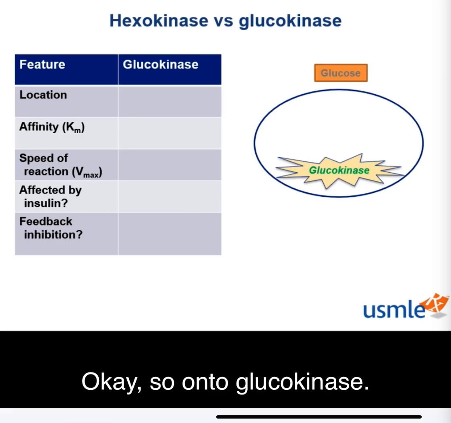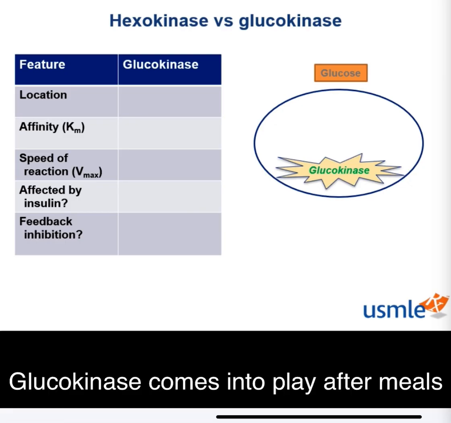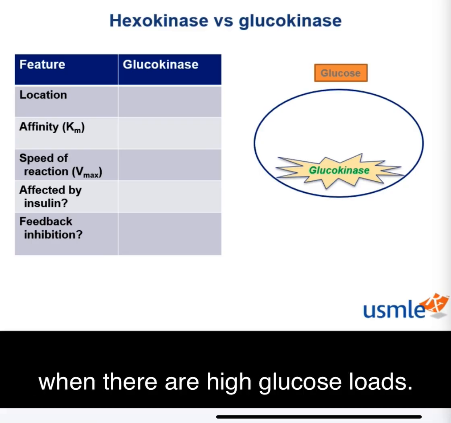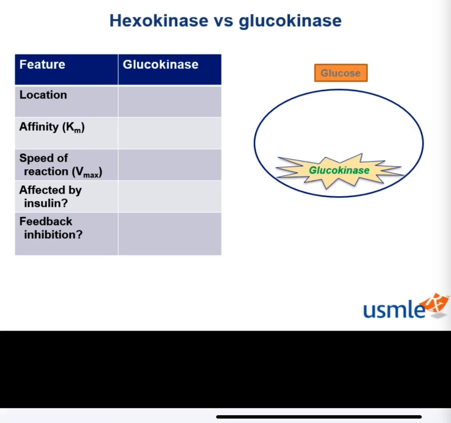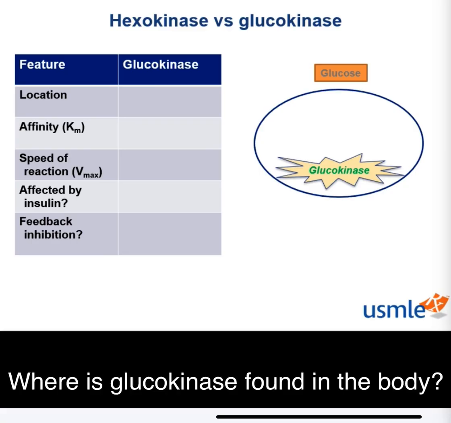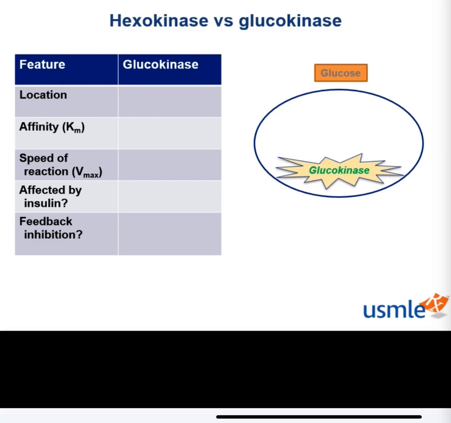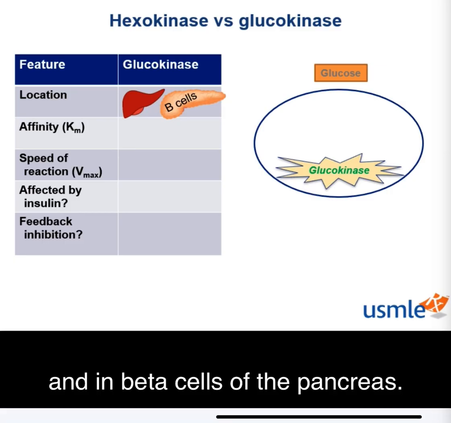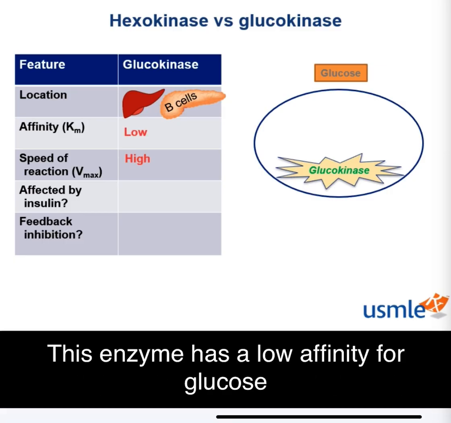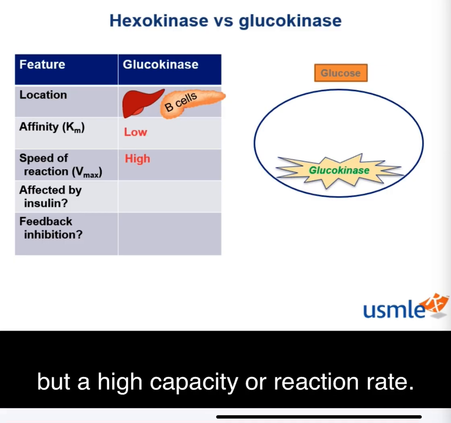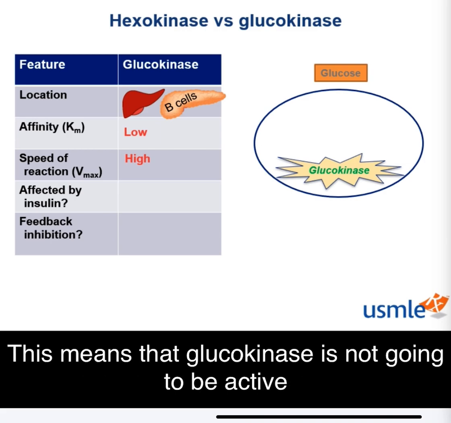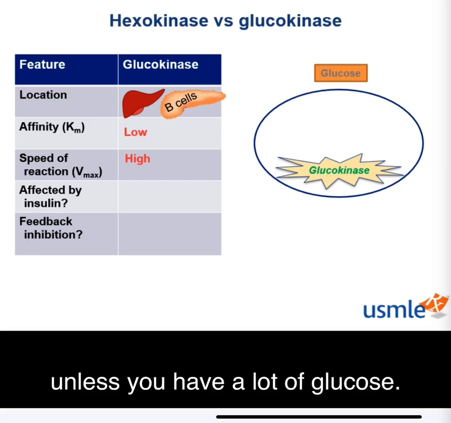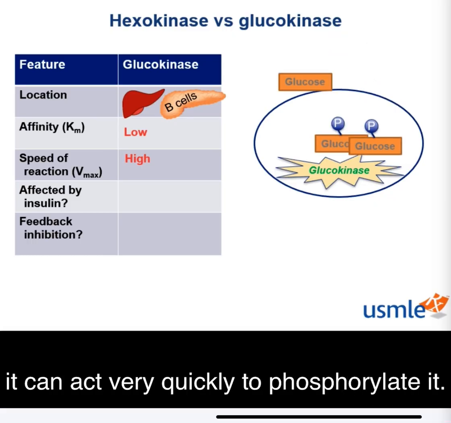Okay, so on to glucokinase. Glucokinase comes into play after meals when there are high glucose loads. Where is glucokinase found in the body? Glucokinase is only found in the liver and in beta cells of the pancreas. This enzyme has a low affinity for glucose, but a high capacity or reaction rate. This means that glucokinase is not going to be active unless you have a lot of glucose, but when you do have a lot of glucose, it can act very quickly to phosphorylate it.